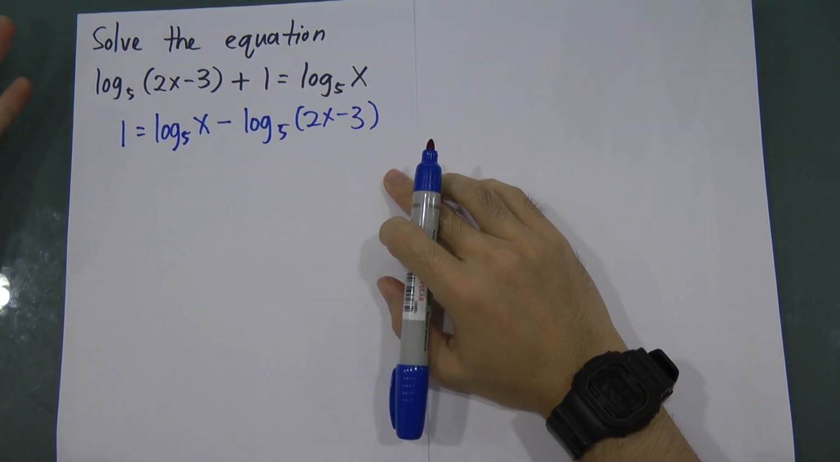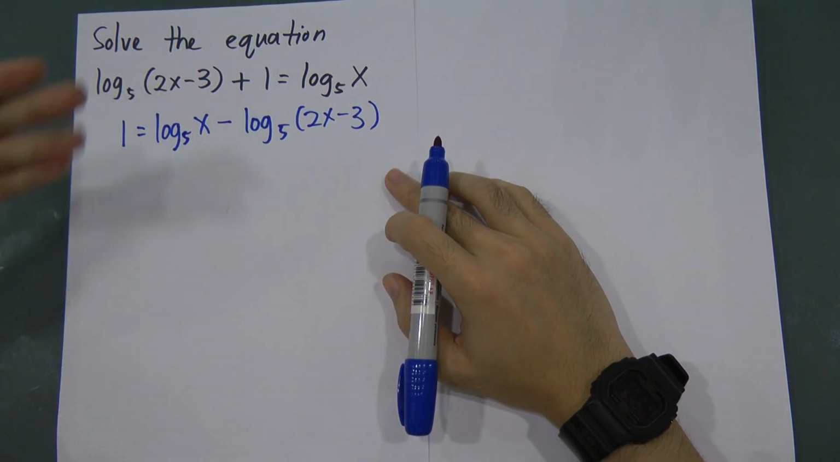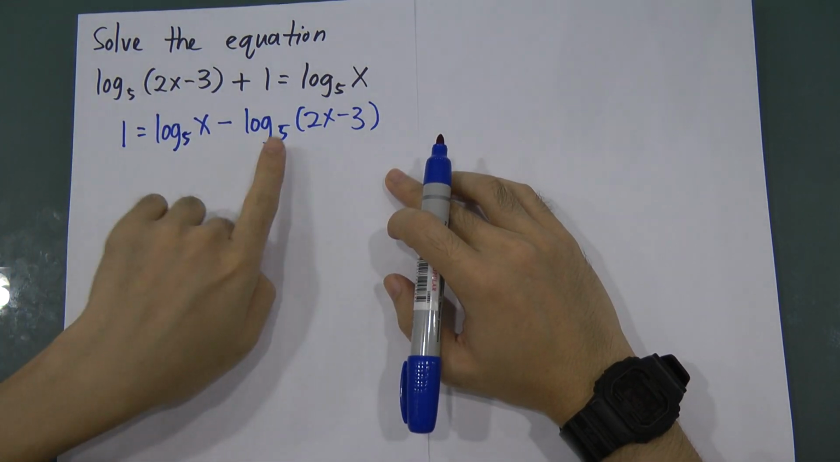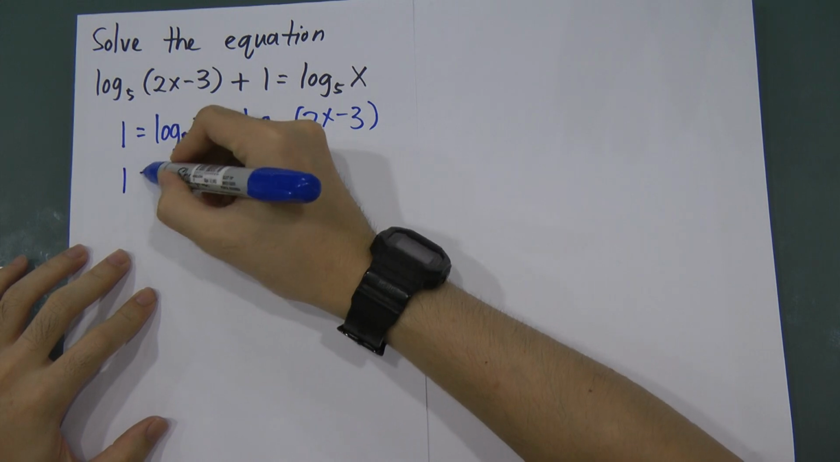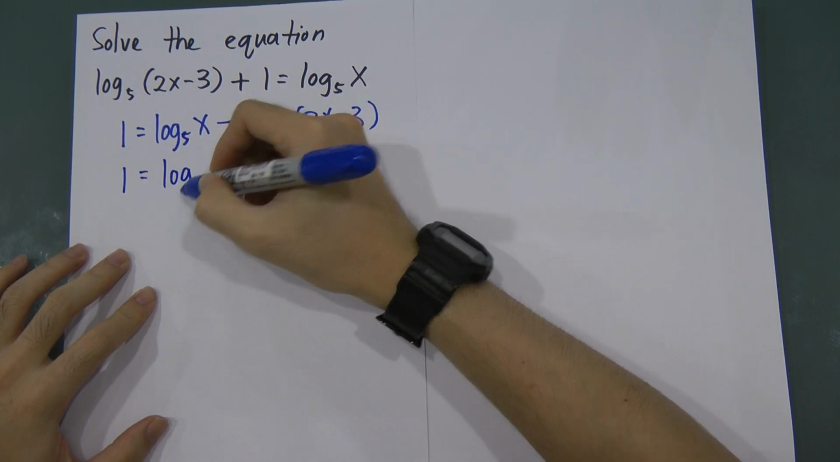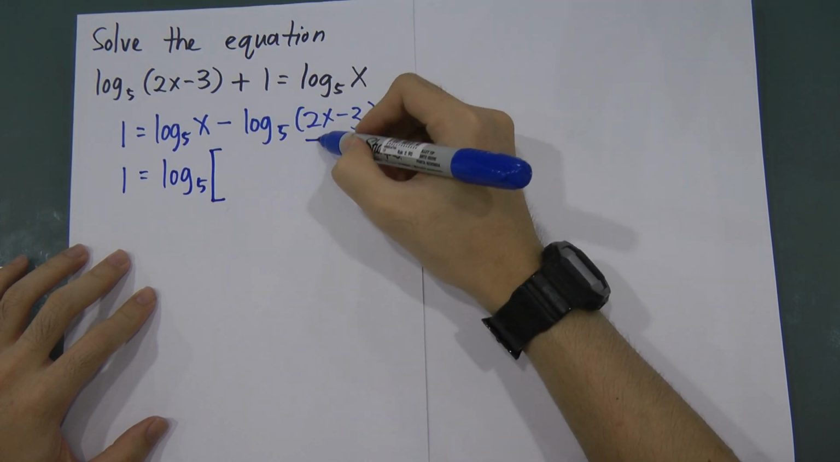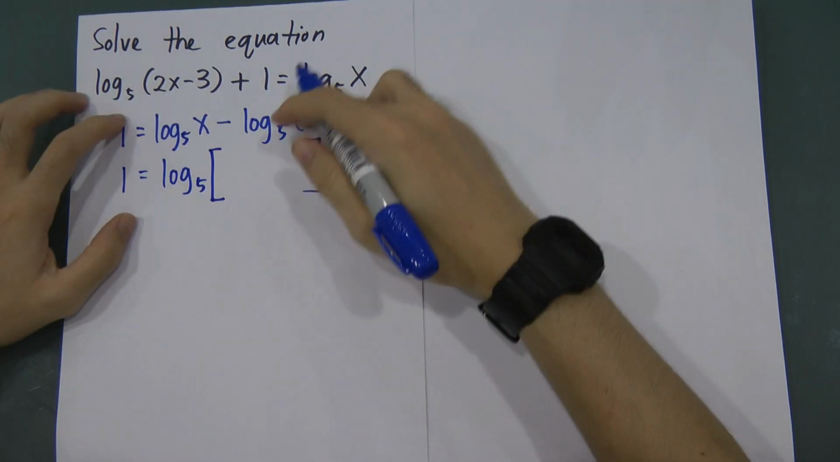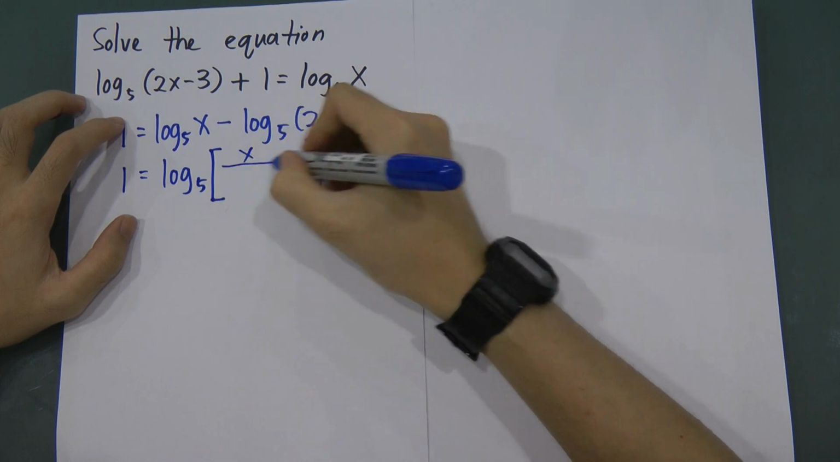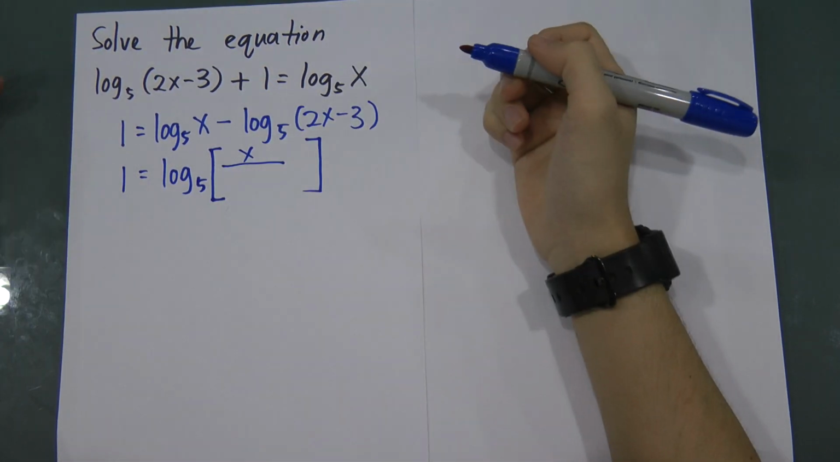If you can do this step, you know the next step is you're going to factorize out the log 5. So factorize out the log 5. When you factorize, what does minus mean? Minus will mean divide. This one divided by this one. So x divided by, because it's minus. Plus would become multiply.